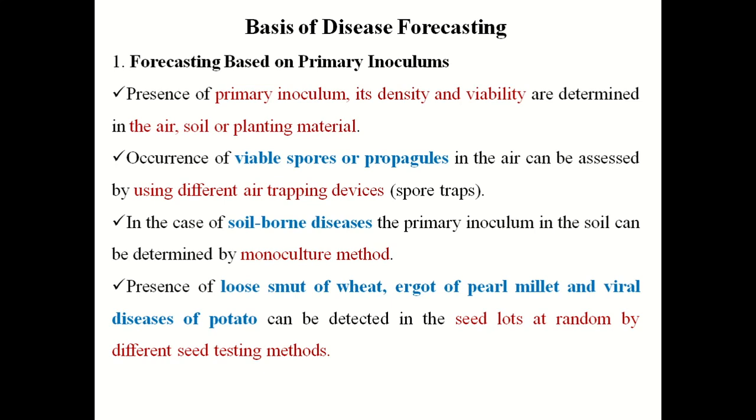For example, for the forecasting of an airborne disease, viable spores and propagules in the air can be determined by using various spore trapping devices. We already discussed the spore trapping devices earlier in the surveillance portion. Similarly, for soil-borne disease, primary inoculum in the soil can be obtained by the monoculture method. Similarly, loose smut of wheat, ergot of pearl millet, and viral disease of potato, in which the pathogen is incorporated with the seedling, the primary inoculum is determined on the basis of various seed testing methods.